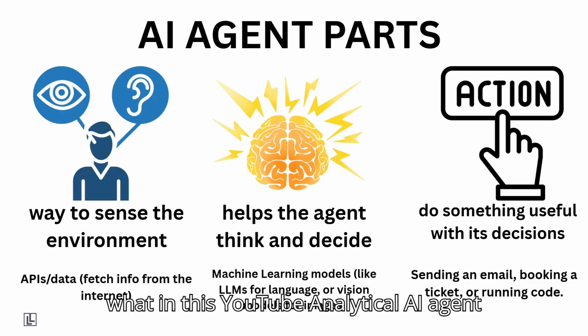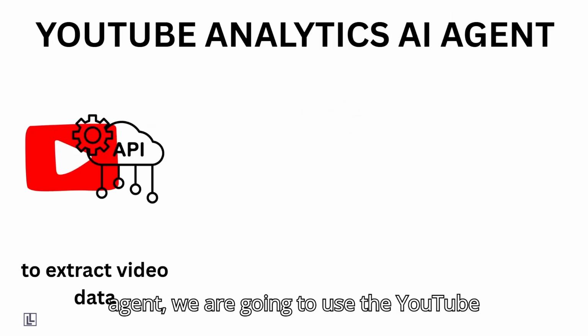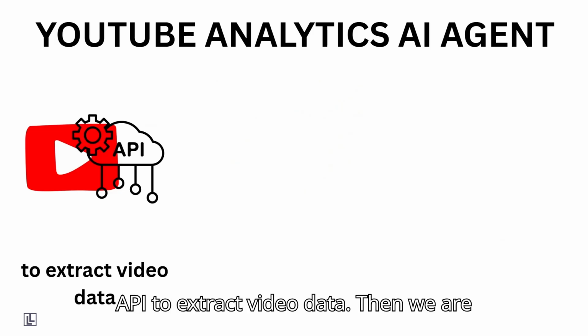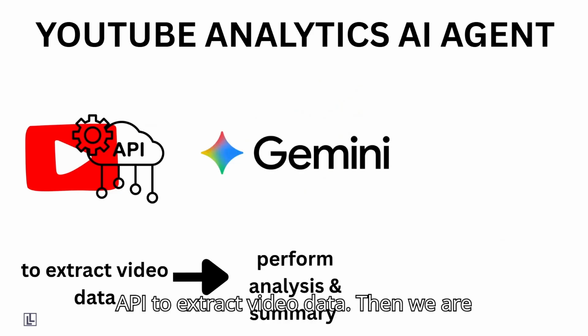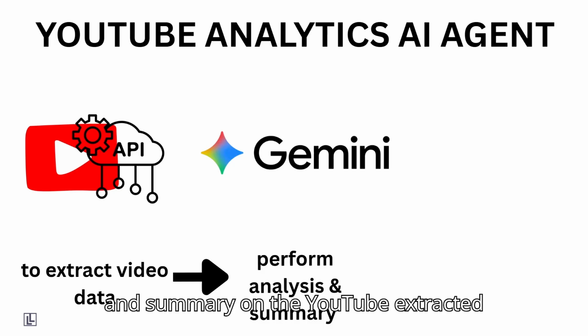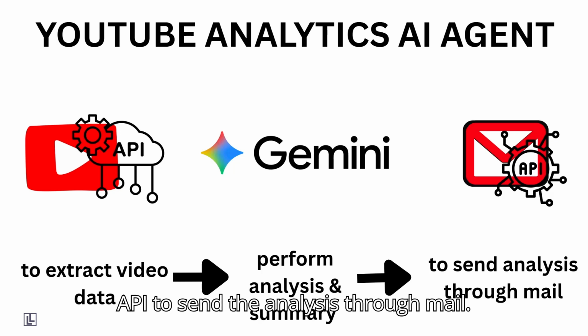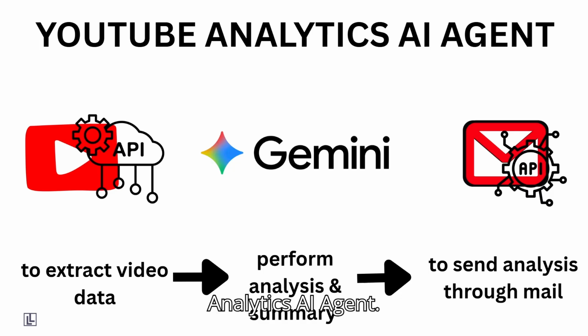Let's see what we are going to need in this YouTube Analytics AI agent. In this AI agent, we are going to use the YouTube API to extract video data. Then we are going to use Gemini to perform analysis and summary on the extracted YouTube data. And then we are going to use an email API to send the analysis through mail. Let's start building this YouTube Analytics AI agent.